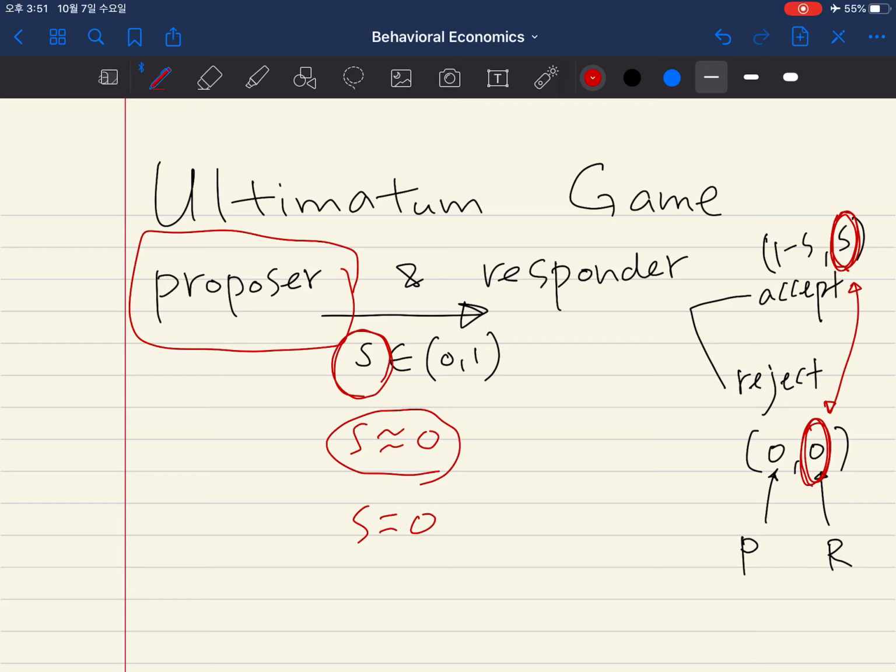But we know that in experiments on the ultimatum game, this is not true, because we find that typically proposer proposes a certain proportion of the resource to responder, and sometimes responder rejects some positive offer. We want to explain these experimental findings. So in this video, we're gonna try to understand what's going on by using the FS model.